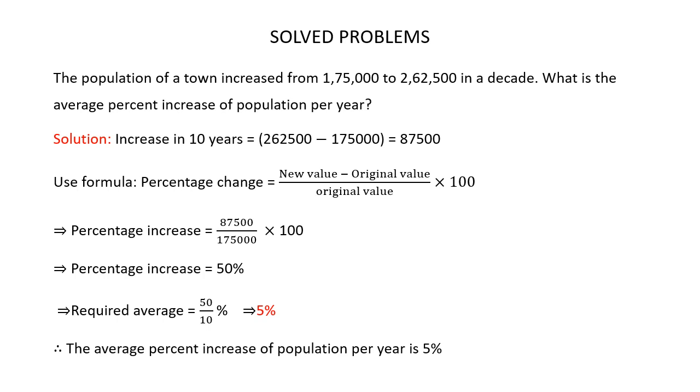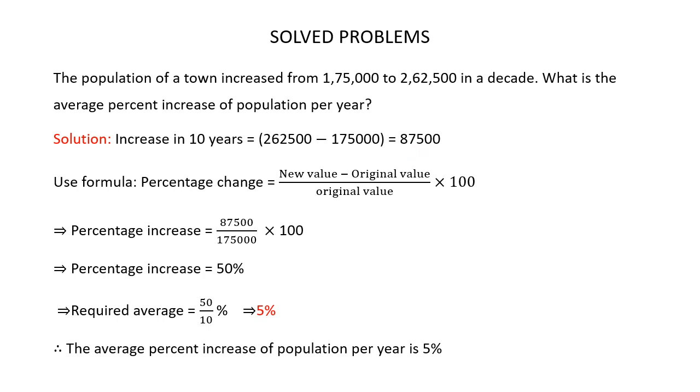So the difference between these two numbers will give us the increase in population in a decade, that is in 10 years. So increase in 10 years is equal to 2,62,500 minus 1,75,000, which is 87,500. So increase in 10 years is 87,500.